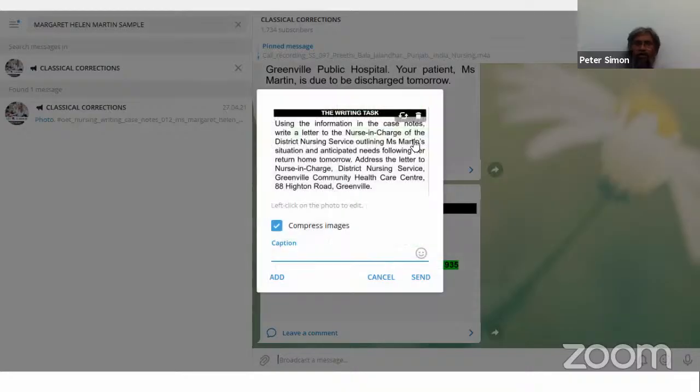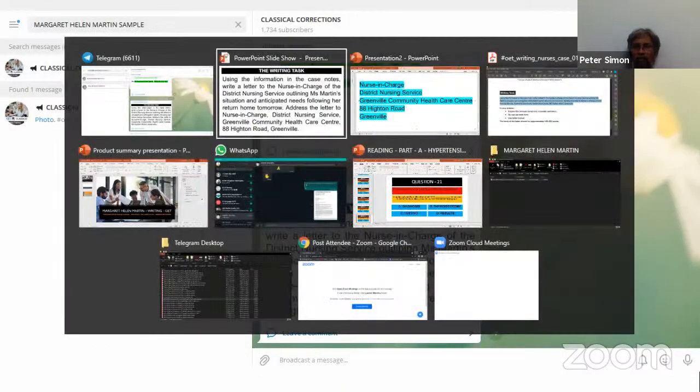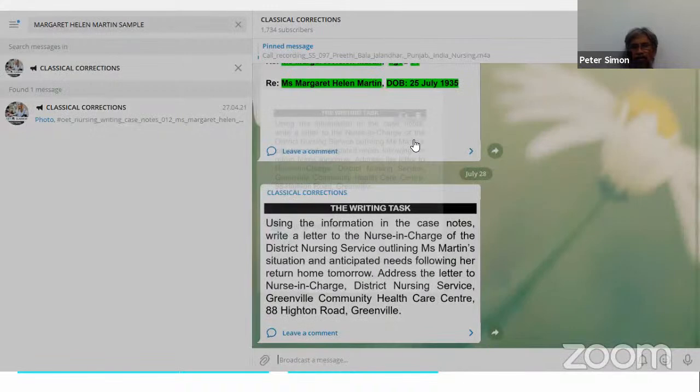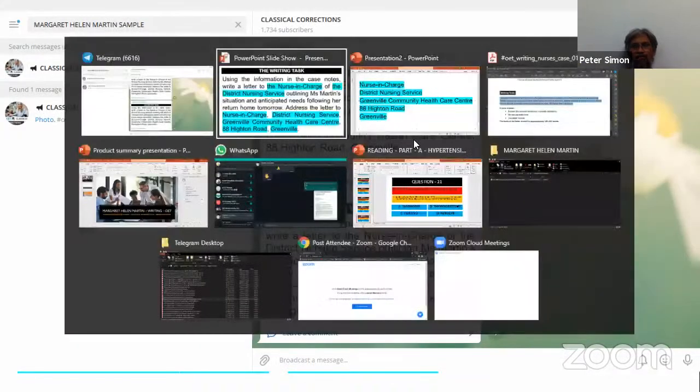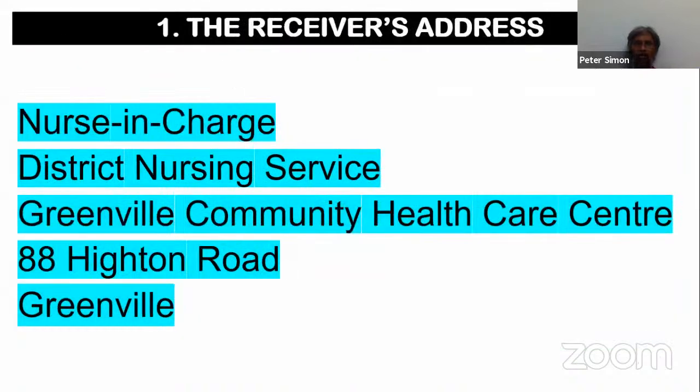This is the place where you got the information from. And this is how you selected the information. And this is how you segregated the information. And this is how you frame the receiver's address.